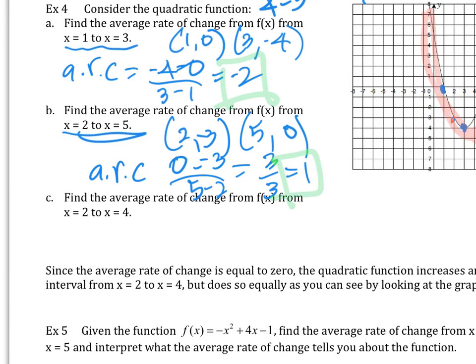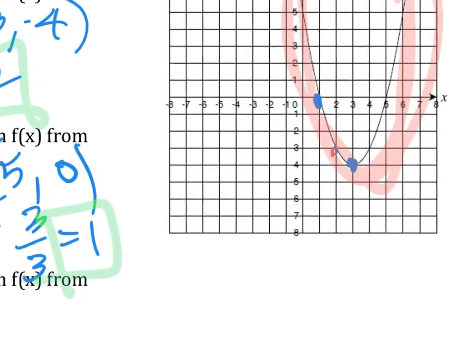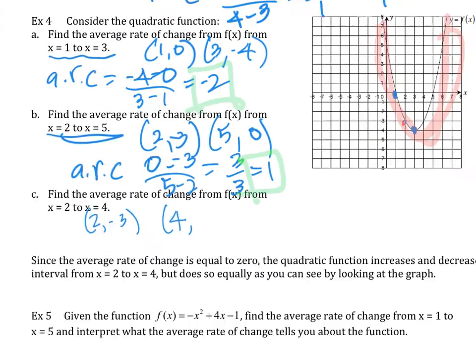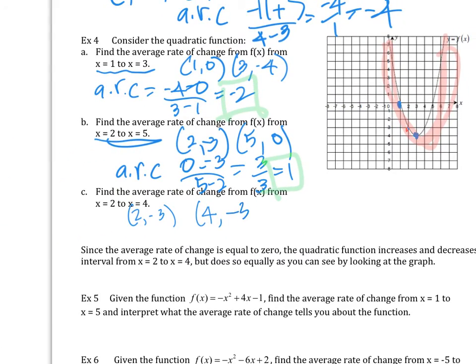So let's go ahead and find 2 and 4. So at 2, our output was negative 3. And at 4, our output is negative 3. What do you think is going to happen on this one? They both have the same output value. So it looks like we are going to get a negative 3 minus a negative 3 all over 4 minus 2. We end up with 0.